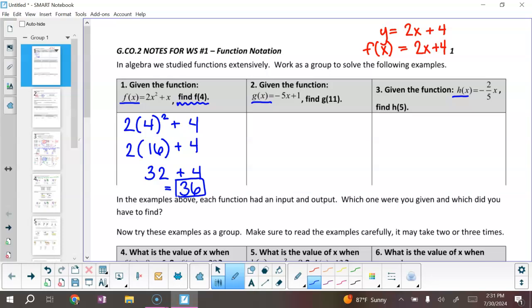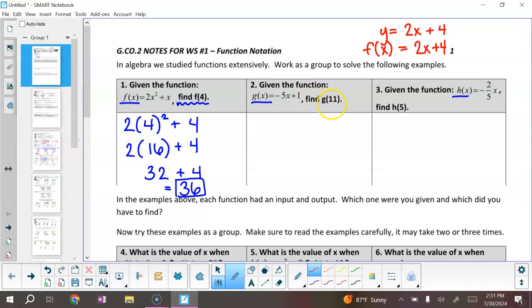All right, if we look at number 2, we have something very similar here. We've got g of x. Okay, all they did is switch that f to g. That does not change anything about how we do this problem. Okay, and then it says equals negative 5x plus 1. We want to figure out what g of 11 is. So what is this equation going to equal if I put in an 11 for my x?